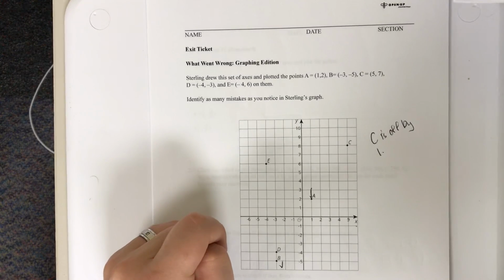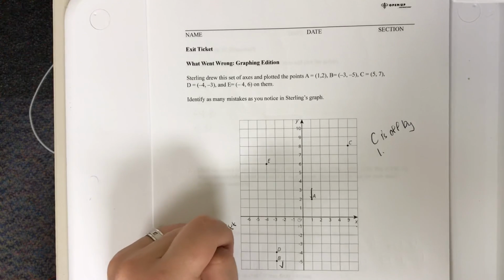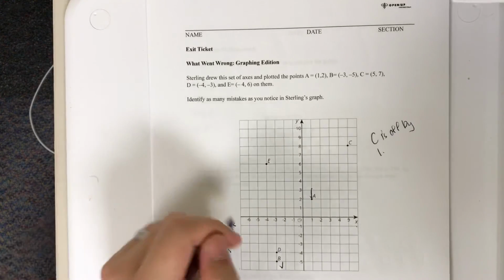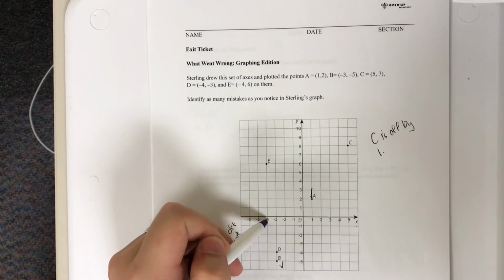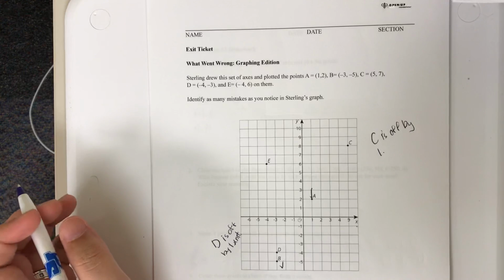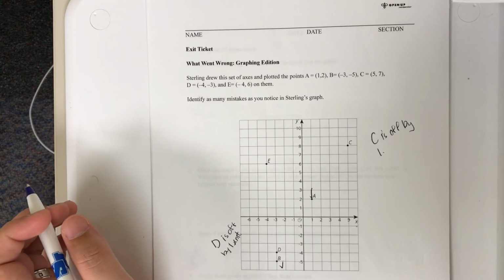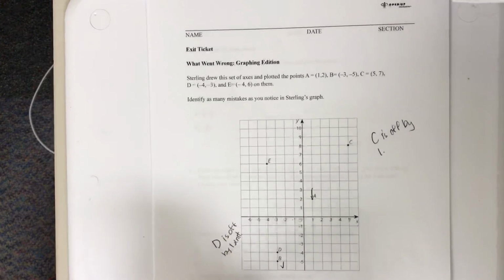D is off by 1 unit. And then E, -4, 6. E is plotted correctly. So that tells me that. I'd also say that maybe the scaling is off, but I would notice that those two things, you should be able to tell me that they're plotted incorrectly.